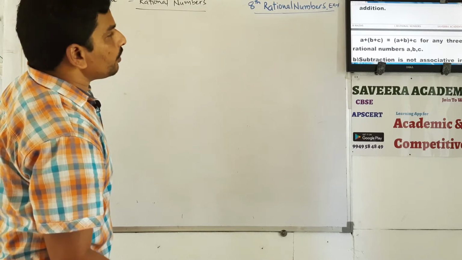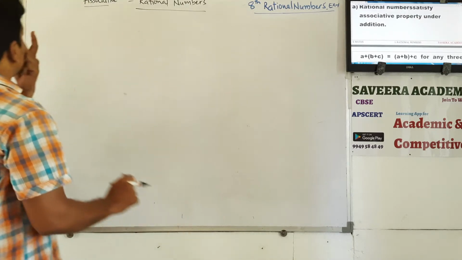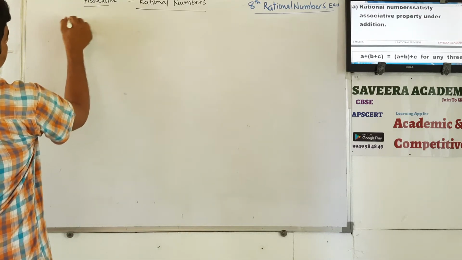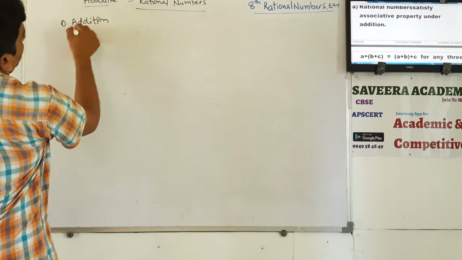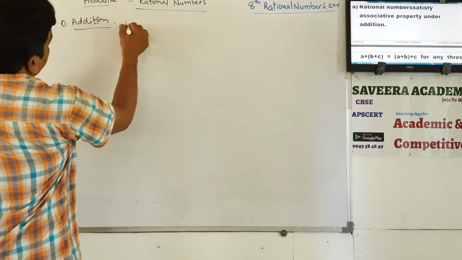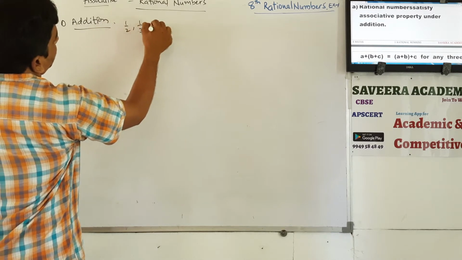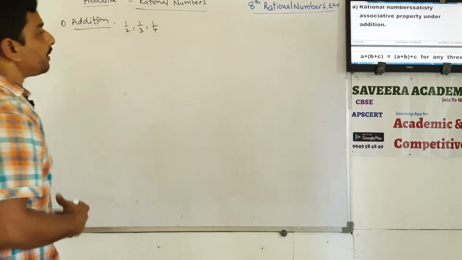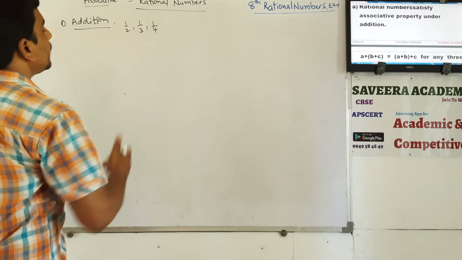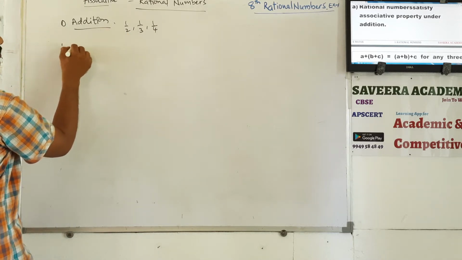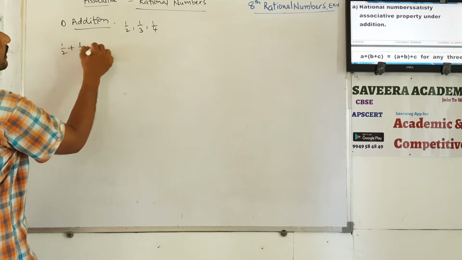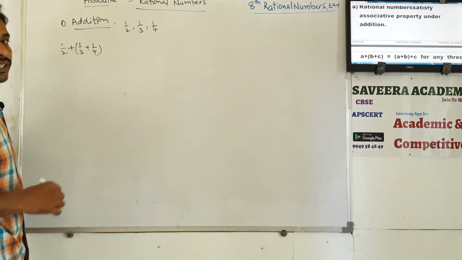Okay, now in general we will check it. Under addition, first one. Suppose 1 by 2, 1 by 3, 1 by 4. Let us take 1 by 2, 1 by 3, 1 by 4. Suppose first 1 by 2 plus 1 by 3 plus 1 by 4. Let us try like this.